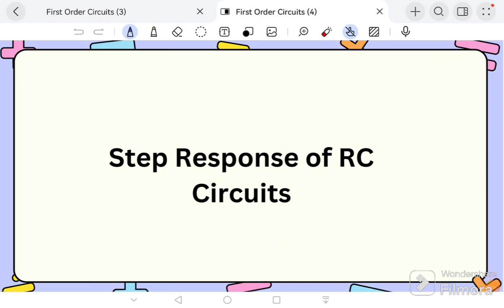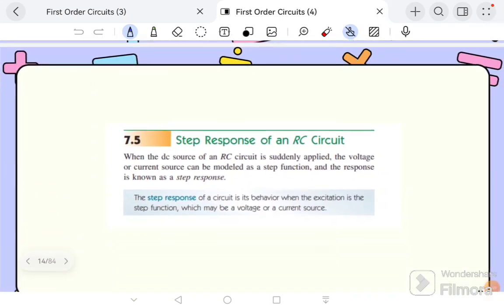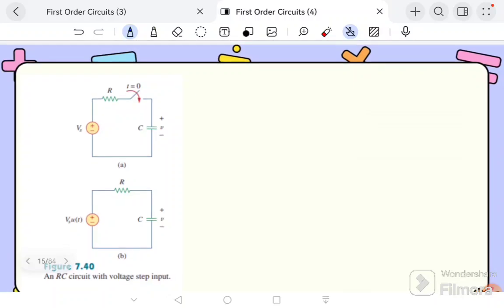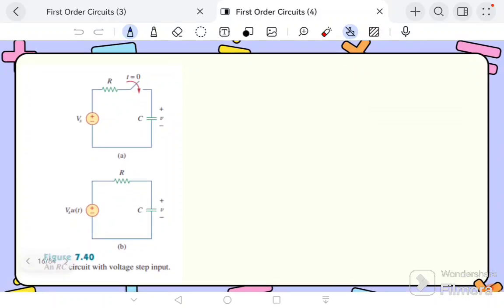Our next topic is step response of RC circuits. Now, when we say step response, we mean the behavior of our RC circuit when the excitation is a step function. The step function can be either a voltage or a current source. For figure 7.40, we have here two circuits, A and B.